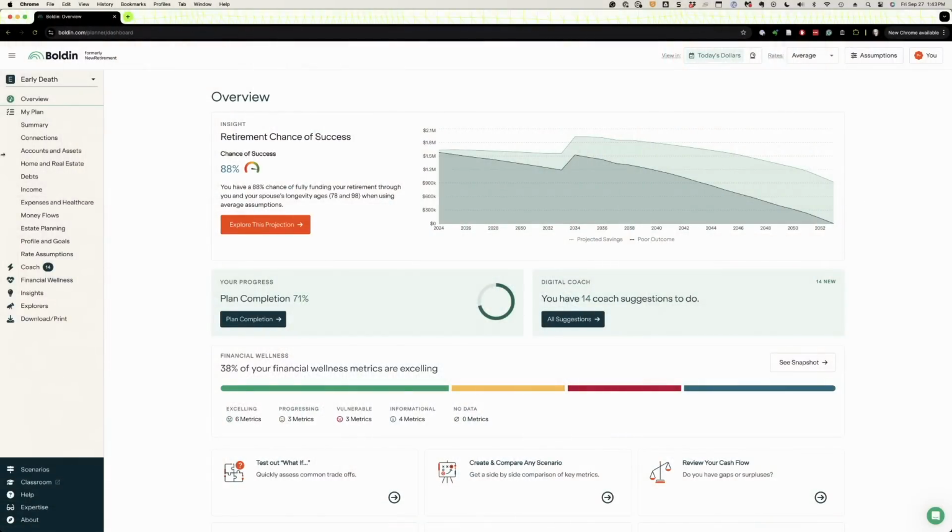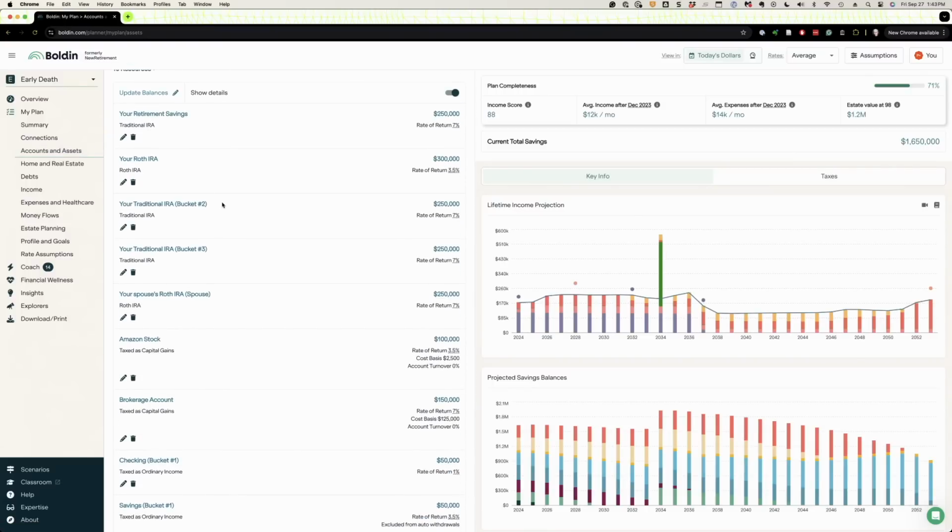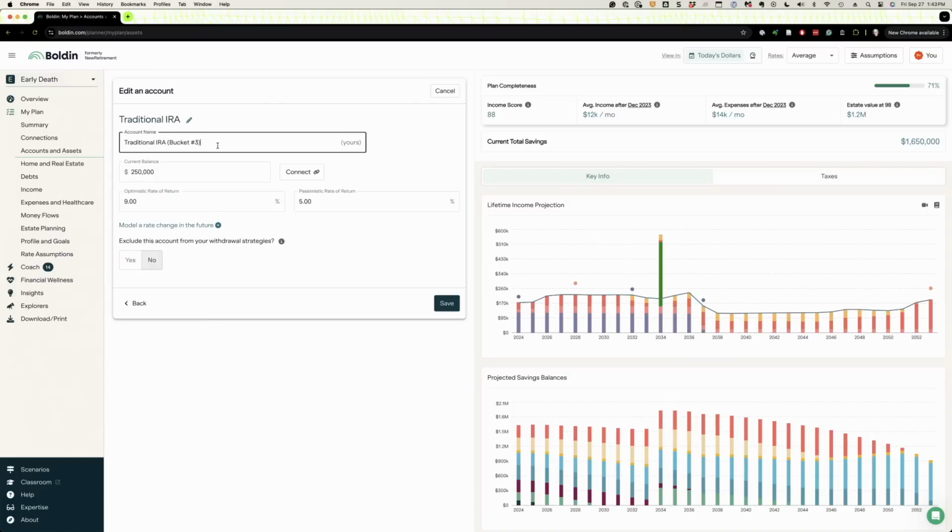And let me show you what I mean. So this is Bolden. This is a demo account. And I actually started to set up some accounts here, where you can see right here as an example, Traditional IRA bucket 2, and then I have Traditional IRA bucket 3. So these are just names, right? You can call them whatever you want. And so I just took them and added bucket 3 and bucket 2.